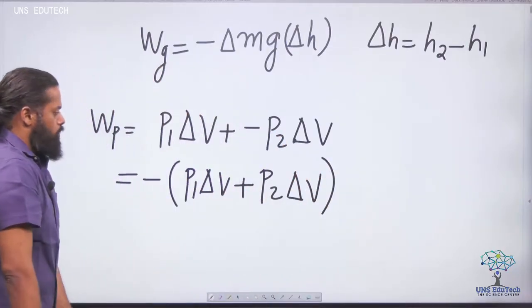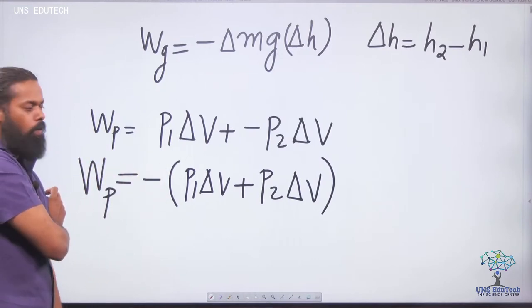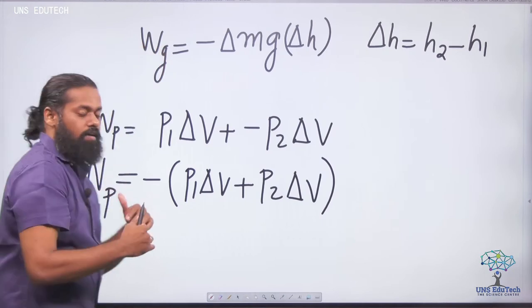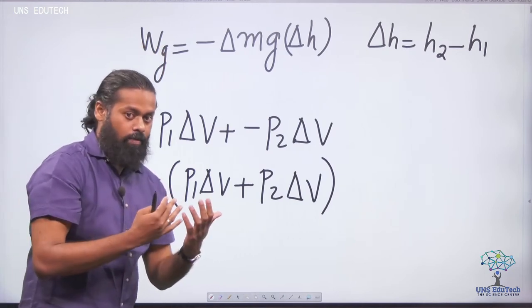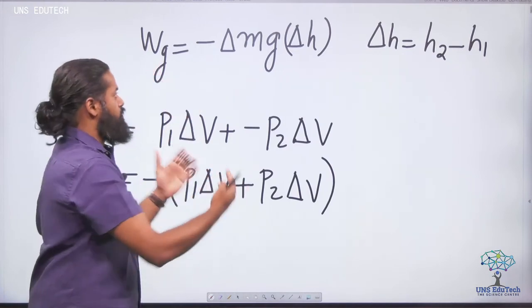Okay. So here, the total work done by the pressure we discussed. Now we have to add up these two work done. This work is done by the pressure in the system, and this work is done by the gravity, or done against the gravity. So, total work done.